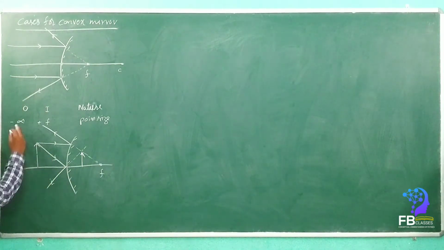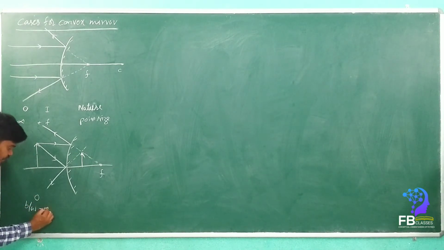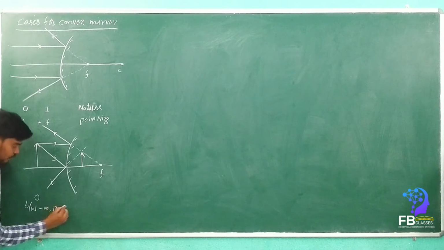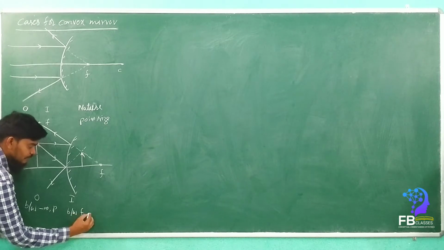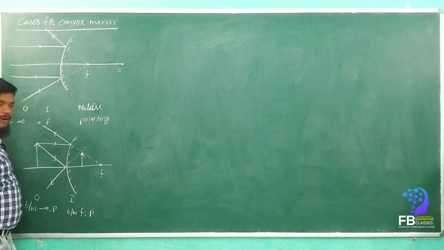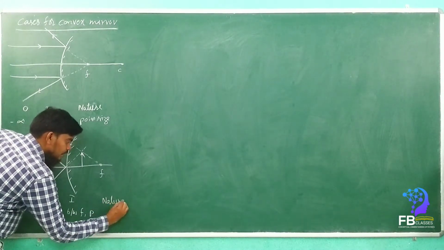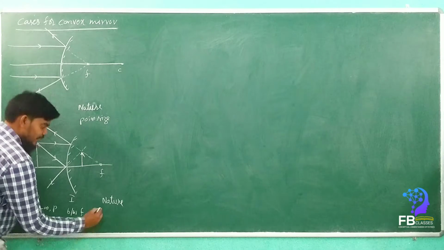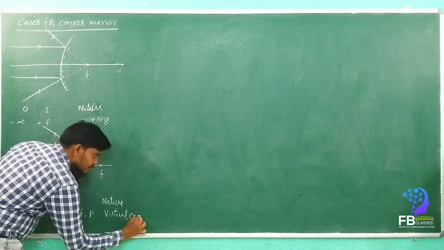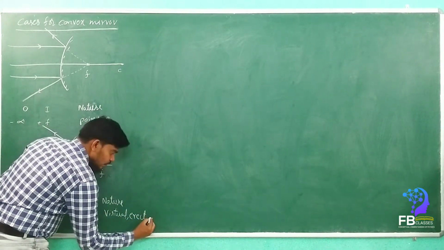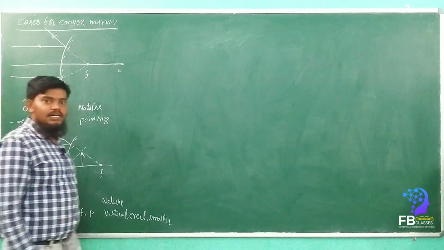Okay, then what is this? See here, the object is between minus infinity and pole, and the image is formed between F and P. Are you getting my point? Between F and P. What is the nature, my dears? It is virtual, yes or no? Virtual, erect, and smaller in size. Yes or no? Are you getting my point?